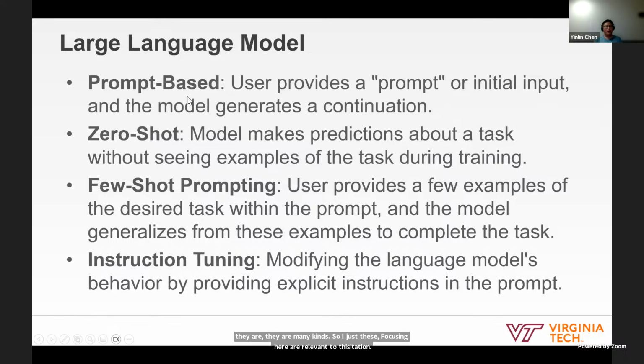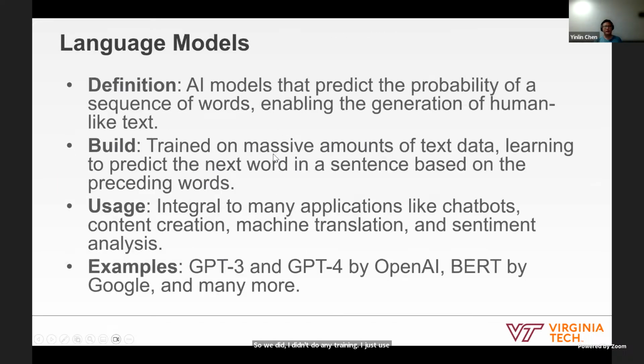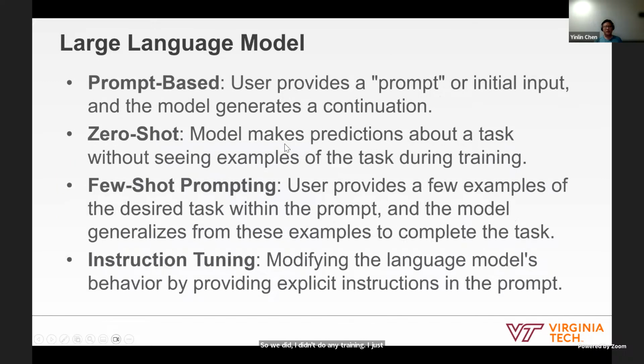First is prompt-based. We provide an input, a prompt, and want the machine to be able to answer the questions. It's the initial input that generates continuations, generates answers. And the second is zero-shot. You can see here I didn't train the model, I used the model already trained by OpenAI. I use GPT-4 here. I didn't do any training, and based on these foundation models, it can just perform the task and do the work.